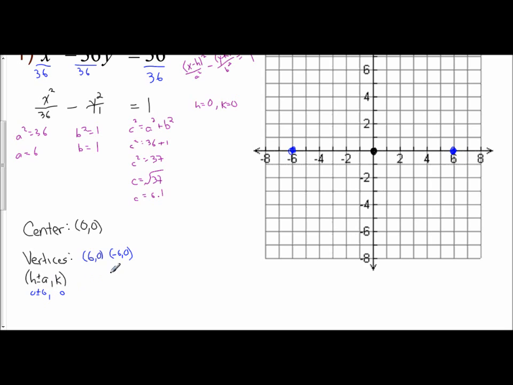So the formula works, but conceptually it's easier just to know what does a mean graphically and what does b mean graphically. So that's your vertices. Next, what I'm going to do is identify the foci.